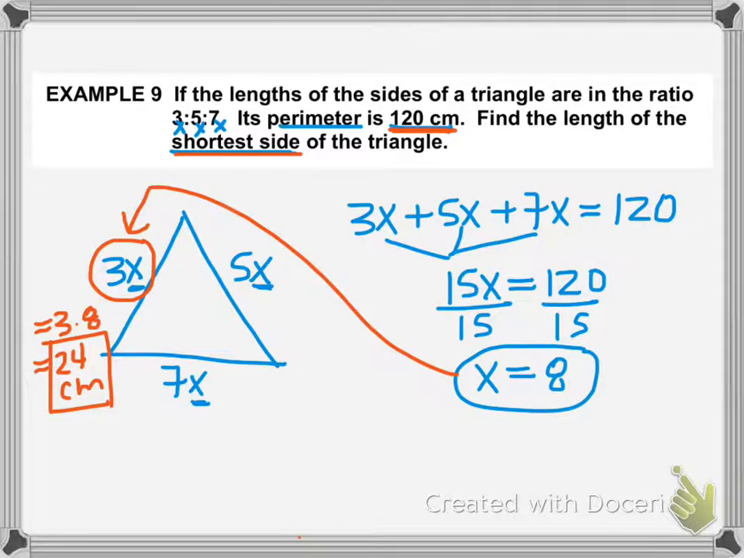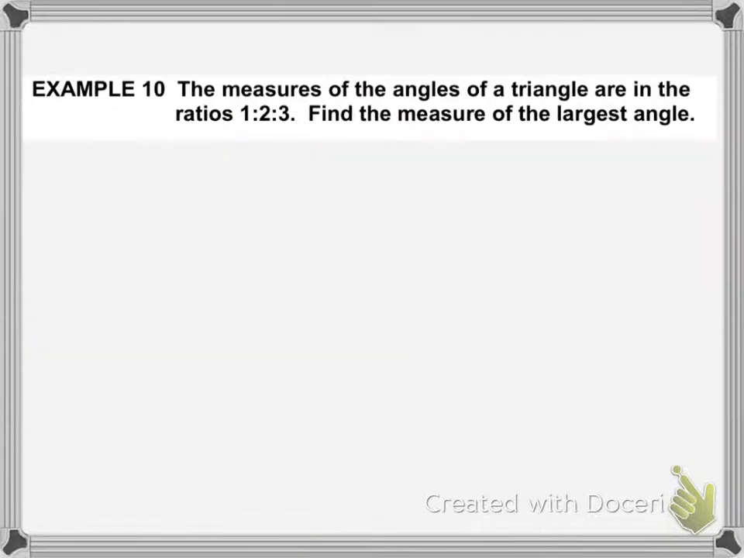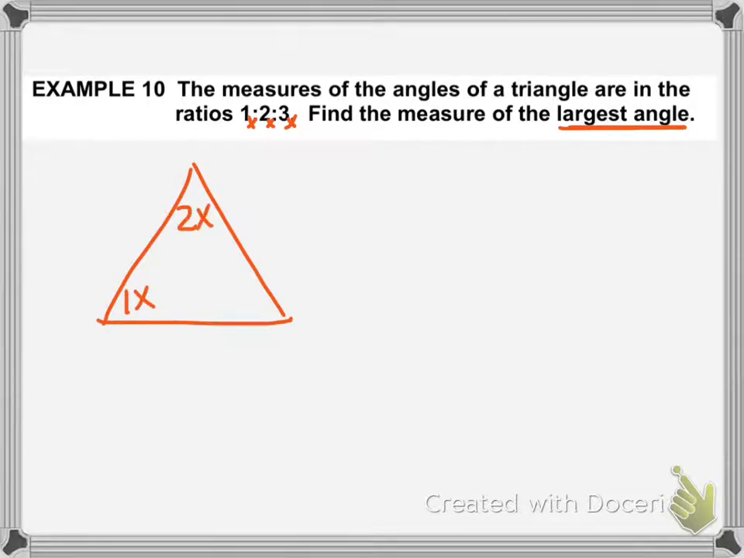So that was an example with sides. Now let's take a look at an example with angles. The measures of the angles of a triangle are in the ratios of 1 to 2 to 3. Find the measure of the largest angle. So just like before, we're going to sketch a picture of a triangle. We're going to stick an x with the 1, the 2, and the 3, and put those where the angles are. So we've got 1x, 2x, and 3x. We don't know how big these angles are, but we should remember what they add up to. If I were to add these up, they should all add up to 180. Never forget that.